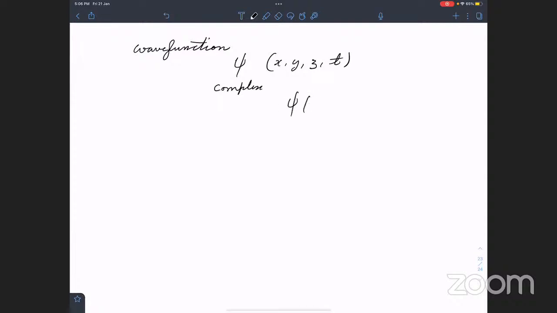So it's a function of x, y, z, and t. Sometimes this is also written as x bar comma t. When I write this, it is basically a vector that includes all the space coordinates, so x bar is a vector equal to x, y, z. Sometimes you also see people writing it as r bar, t, right? So many different notations are there. In our class, mostly we're going to be concerned with one-dimensional wave functions.